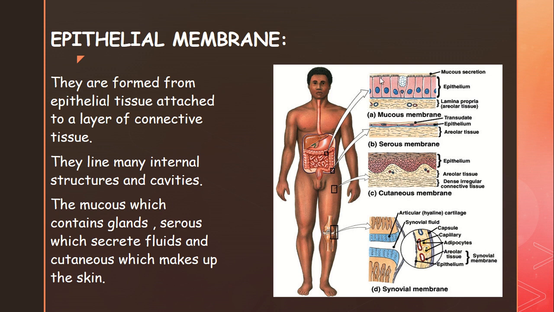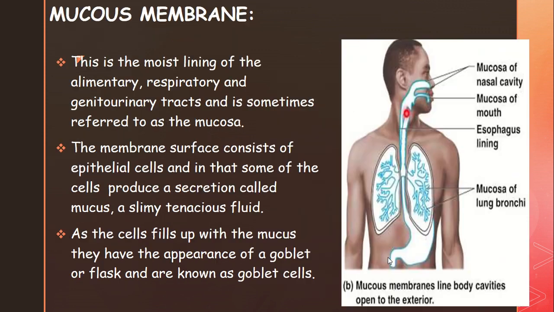As you can see in this diagram, the mucous membrane is lined by epithelium and is attached to the connective tissue. The serous membrane is the same thing: lined by the epithelium and attached to a layer of connective tissue, the areolar tissue. And here you can see the synovial membrane, which protects the movable joints.